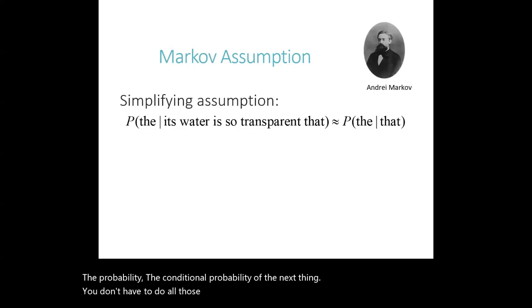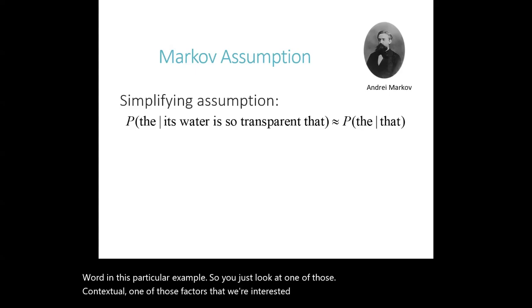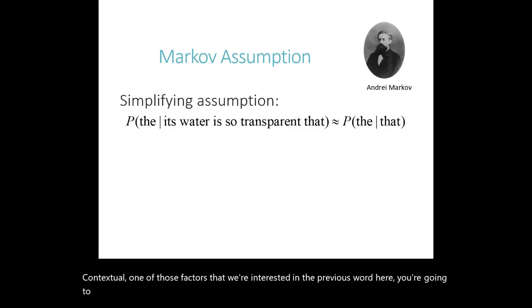It turns out if you just look at the previous word in this particular example, so you've just looked at one of those contextual factors that we're interested in, the previous word here, you're going to get a number that is pretty close to the number that you would get if you ran the chain rule on that whole string and calculated every single one of it.